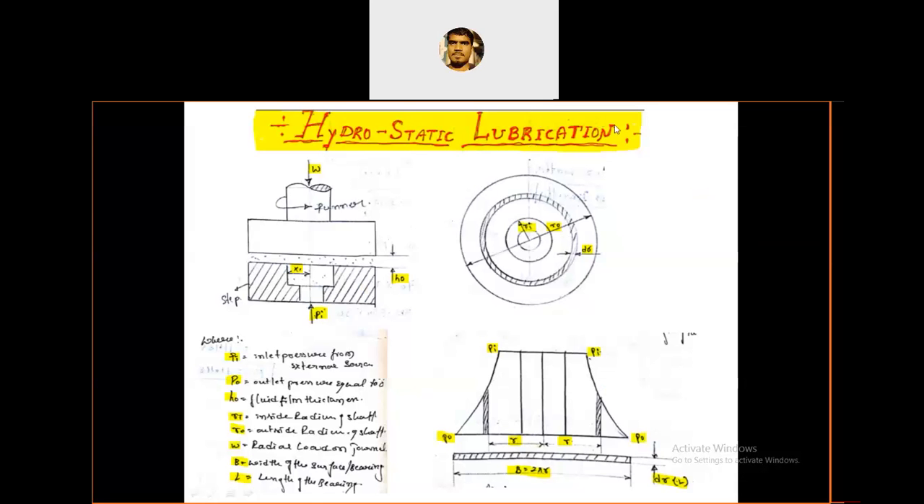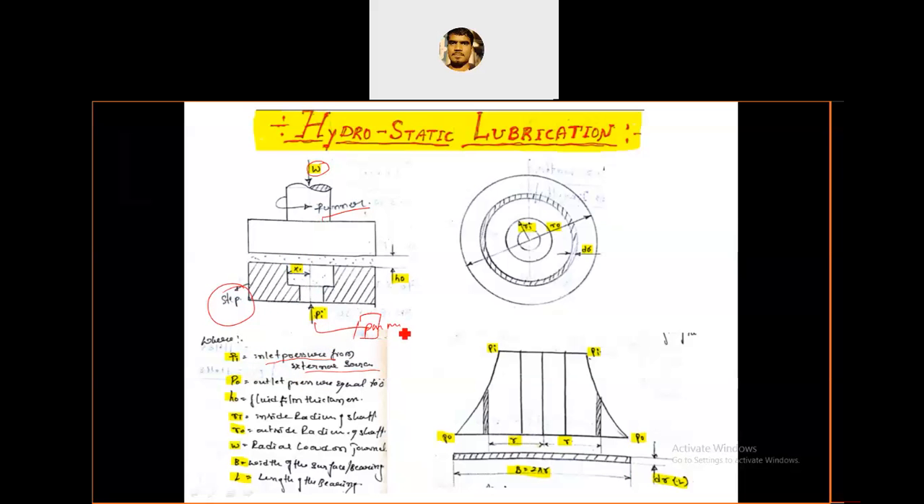So, hydrostatic lubrication. This is a typical diagram of hydrostatic lubrication. This is a runner, and W is the load applied on the hydrostatic bearing, and this one is called a step. Pi means inlet pressure from an external source, meaning it is connected to the pump.